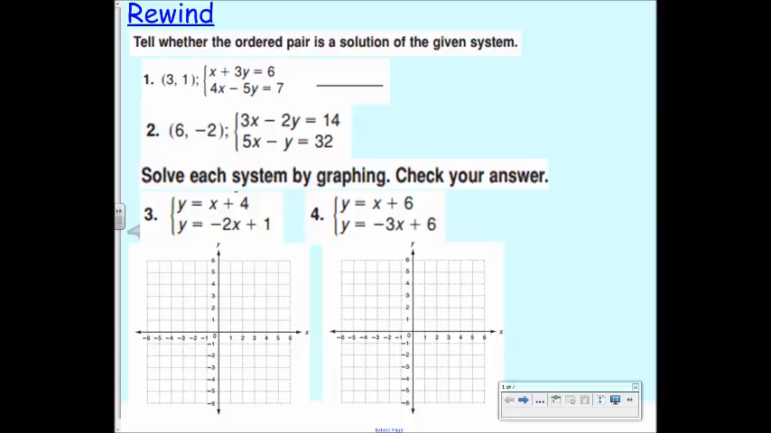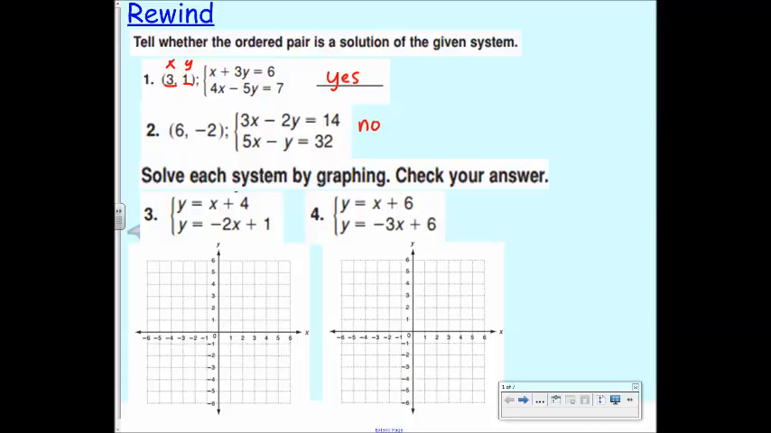So for example, in number 1 and 2, the question says tell whether the ordered pair is a solution of the given system. In our ordered pair, remember we know that this is always the x and this is always the y. So we're trying to figure out if this x value 3 and this y value 1 would work if you plug them into both equations. And if it is a system, then it will work for both of the equations, not just one of them.